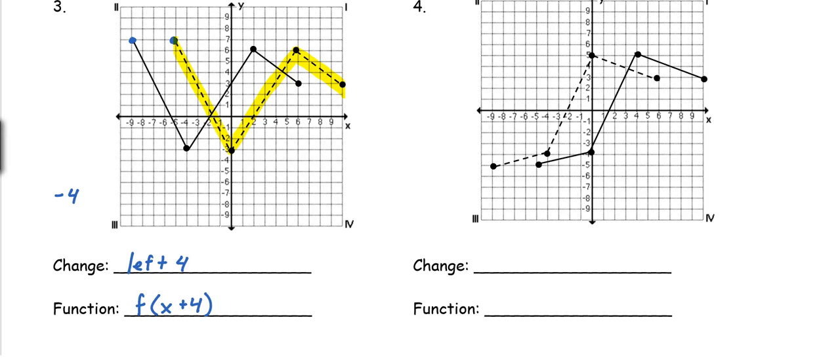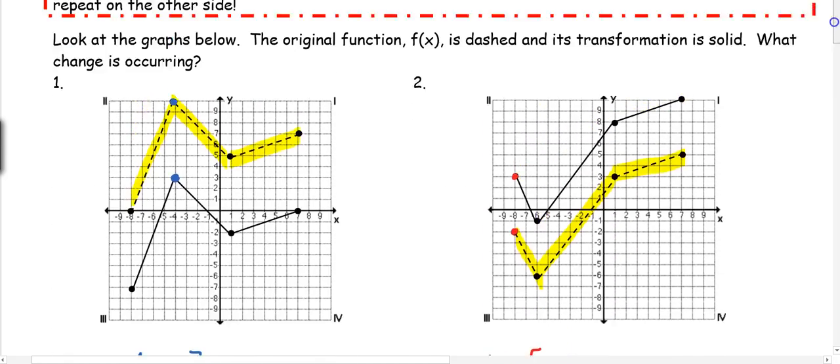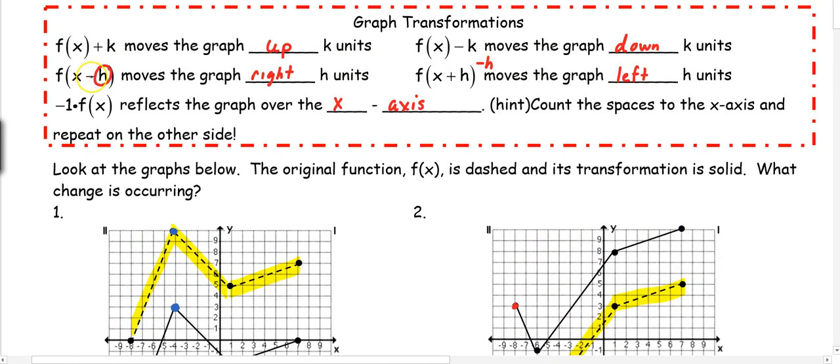In number 4, when I look at my original function, I'm going to pick 2 points, so I'm going to pick the top 2. I know that it's moved right, but I need to know how much, so I'm going to count 1, 2, 3, 4. This time I went right 4, so I have f of x minus 4. Because remember, if we look back at our function rules, if there's a negative, we just put the number in to move to the right, whereas for the left, I have to flip my sign.